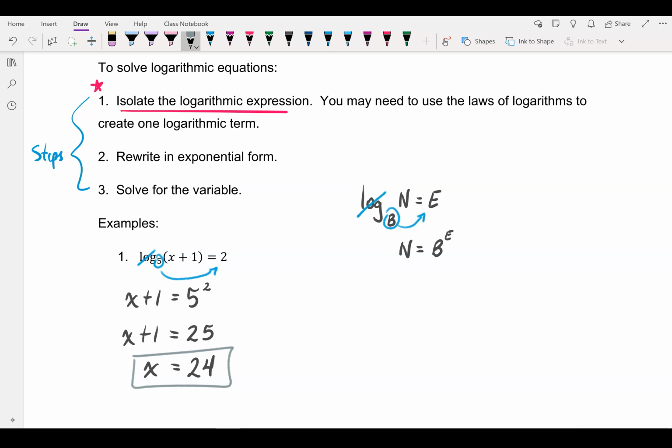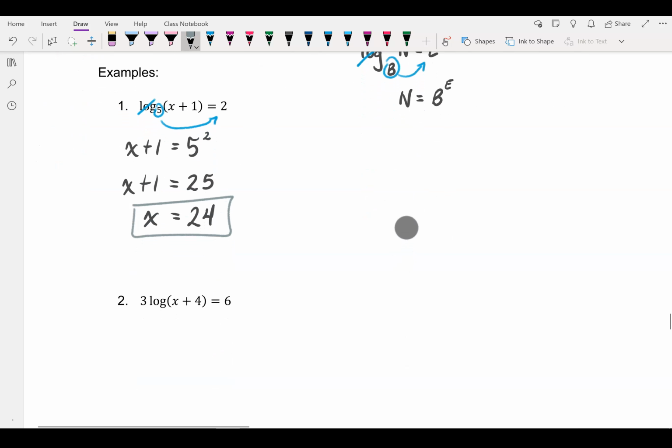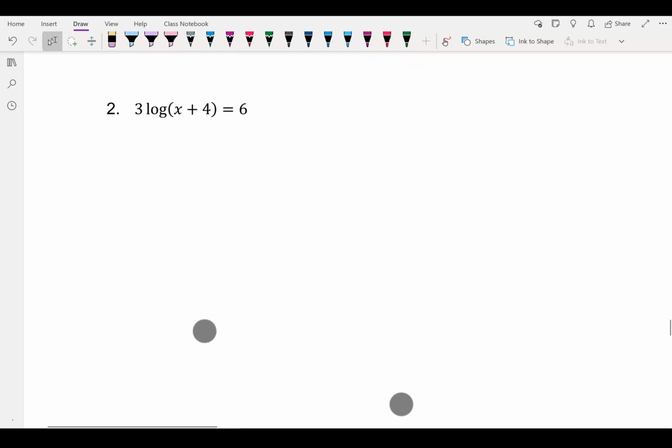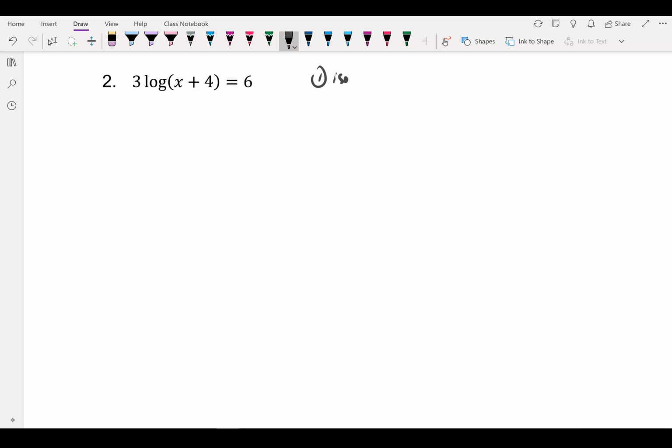So hopefully that made sense to you. Let's try the next question. See if you can figure this one out. This looks weird. Let's see what we're going to do. Is the log term isolated? Well, no, it's not. The first thing you need to do is isolate the logarithmic term. It's not isolated if I have a 3 here. So what I need to do is be left with just this, okay? The log term is just the blue. The 3 is the problem. It's not isolated until we can get rid of that 3.